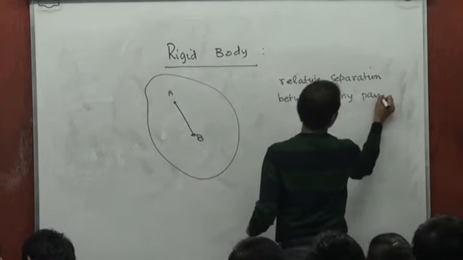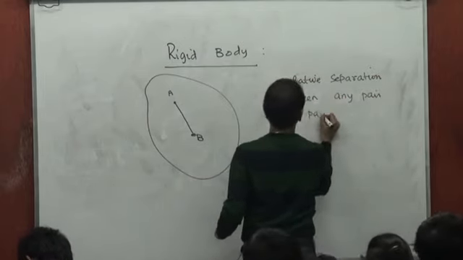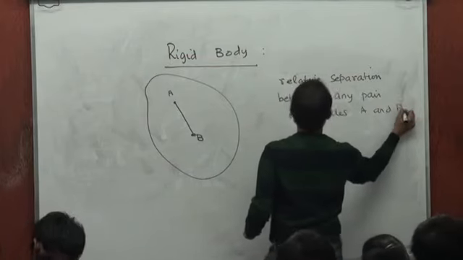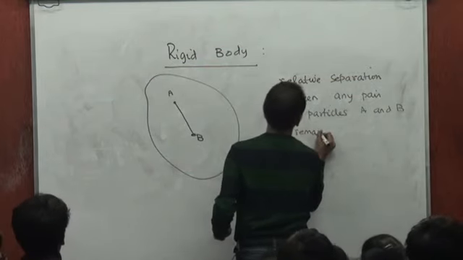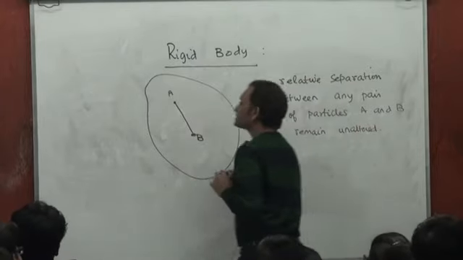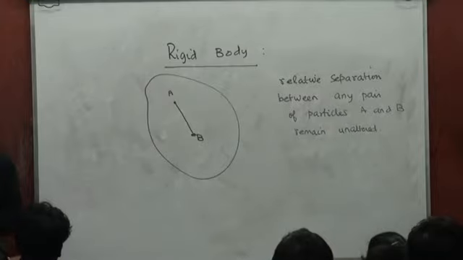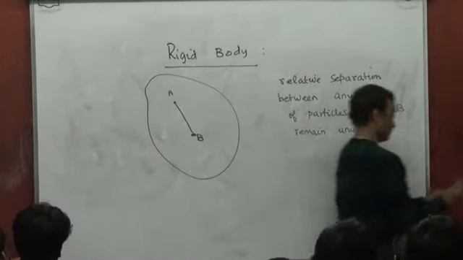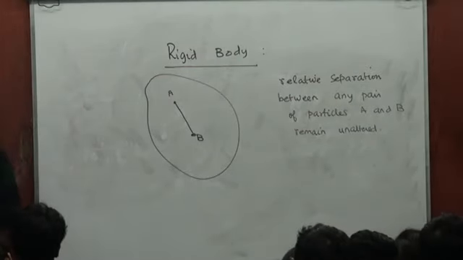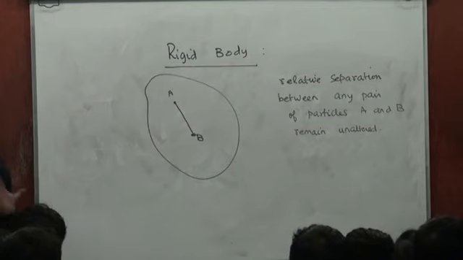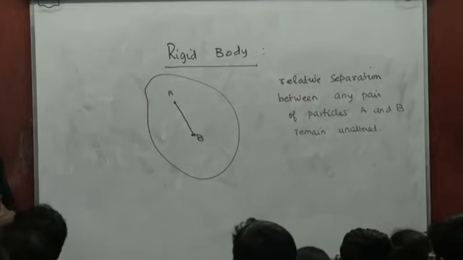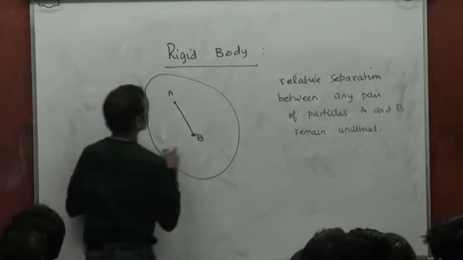The relative separation between A and B, any pair of particles A and B, remains unaltered. That's the physical understanding of a rigid body. Now, in a very complicated motion of the rigid body, at any given instant of time, A and B could have different velocities, in general.